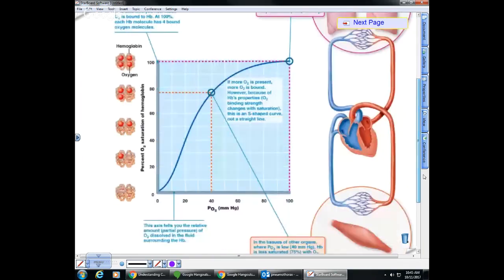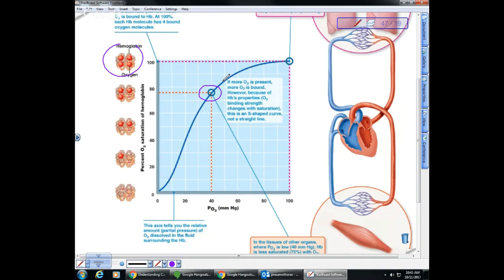So if we look at where the hemoglobin is saturated, right, is when the blood leaves the lungs after it's picked up the oxygen. And so this would show 100% saturation, right? When we get down into the tissues, this is a little bit less than 75%, right?